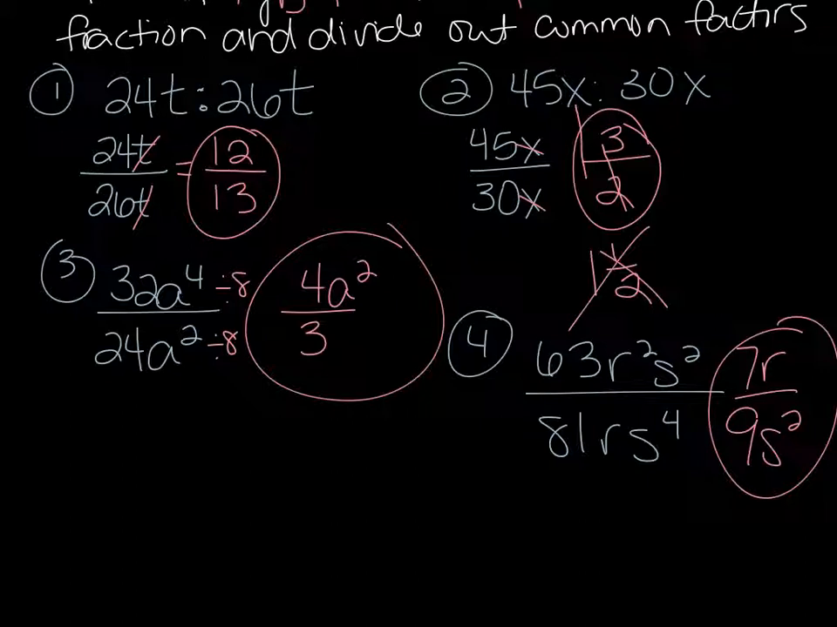Okay, the s's, I have 2 s's in the numerator, 4 in the denominator. How many of these could cancel out? 2, right? 2 in the numerator, 2 in the denominator. How many are you left with? 2. Where are they at? Denominator. Make sense?